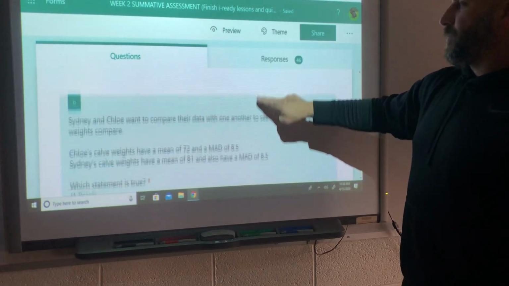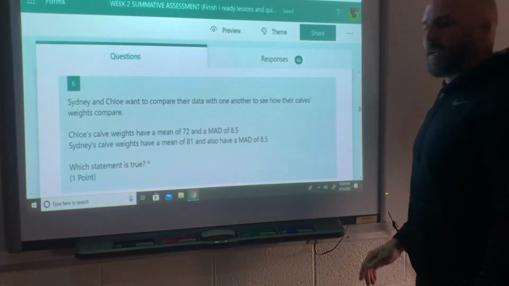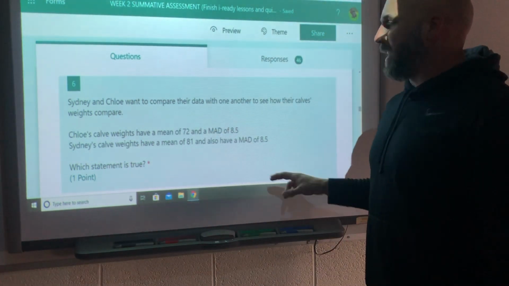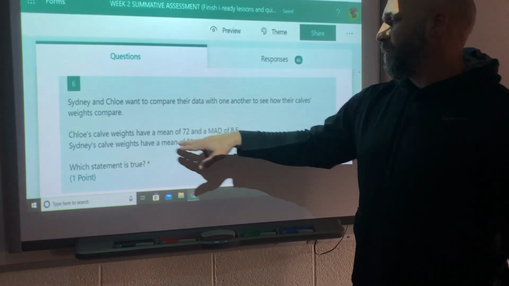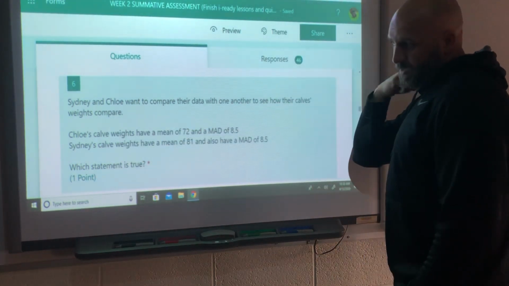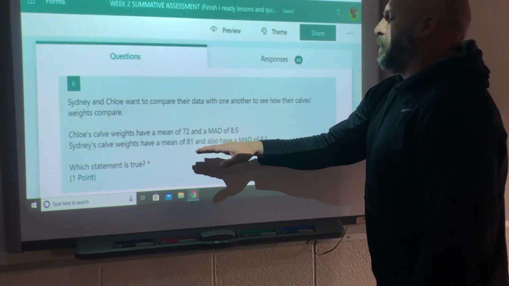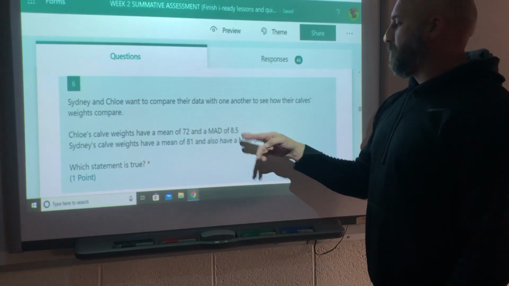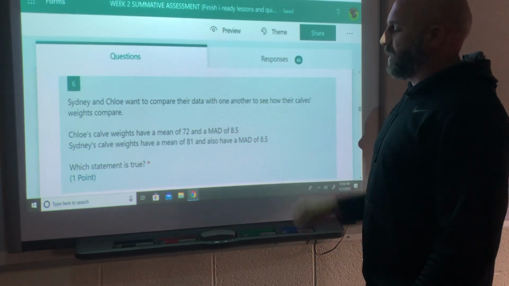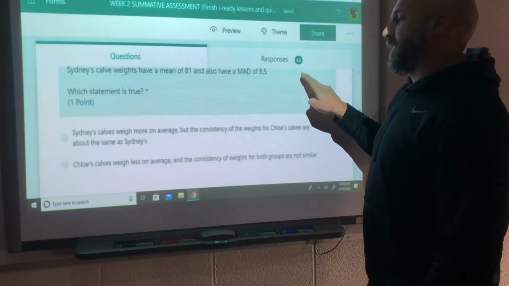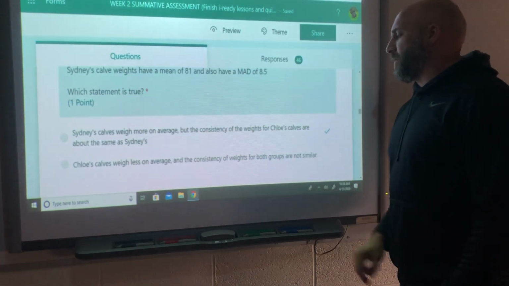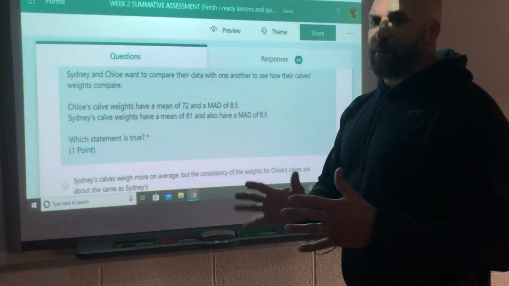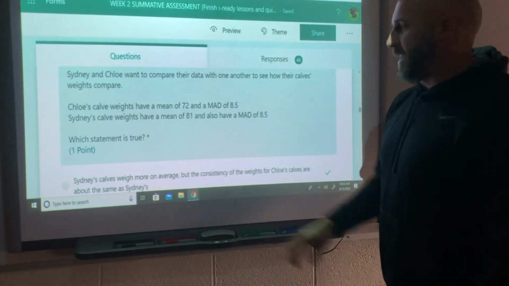All right. 6 and 7 talk about the concepts of mean absolute deviation. It's a variation measure to see how consistent or varied the data is. 72 and 71 were the average weights between Chloe's and Sydney's calves. Sticking with calf weights here as the idea, but anyhow, they both have a MAD, or mean absolute deviation, of 8.5. What that's going to tell you is the consistency of the weights is about the same because they are both about 8.5 pounds away on average from the average weight, even though their average weights are different.